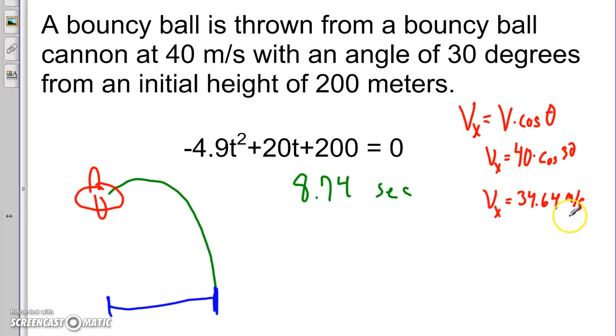Now, how do you think we can find how far it goes in 8.74 seconds? Of course, we just take this velocity and multiply by that time. That goes way back to speed, distance, time. Remember, we had this whole equation, distance is speed times time. That's pretty much what we're doing. Take your speed, in this case it's a velocity, and multiply it by your time, 8.74 seconds. So the total range, the distance it's going to travel, is just going to be 8.74 times 34.64.